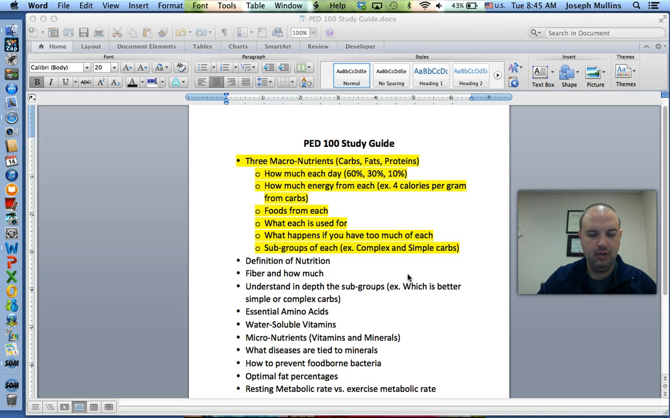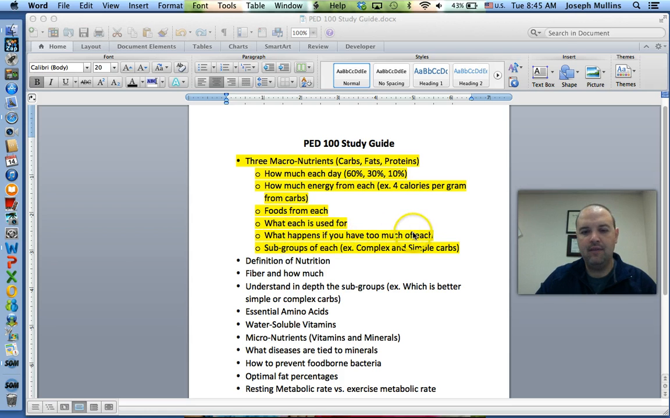You need to know how much you get each day. So for instance, carbs 50 to 60%, fats 20 to 30%, proteins 10 to 15%. You need to know how much you get from each one. Example, the energy, so 4 calories per gram for carbs. Different types of foods within each. What's each used for? So for example, carbs are your main source of energy.